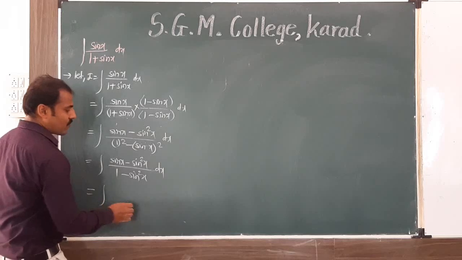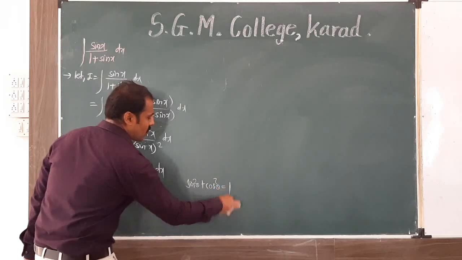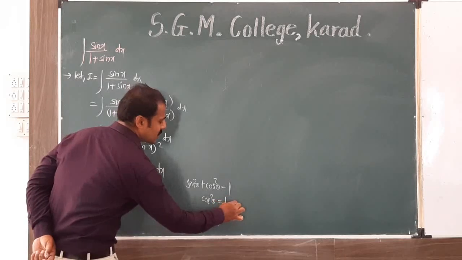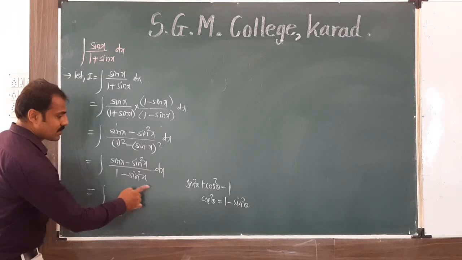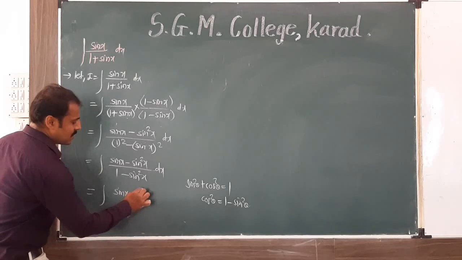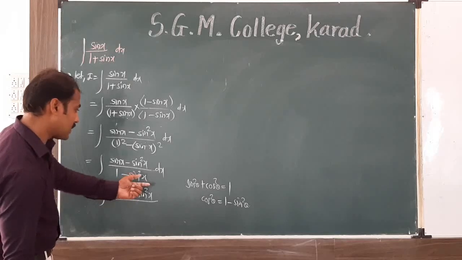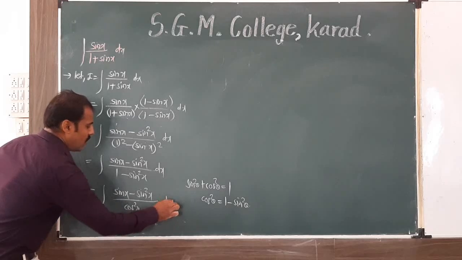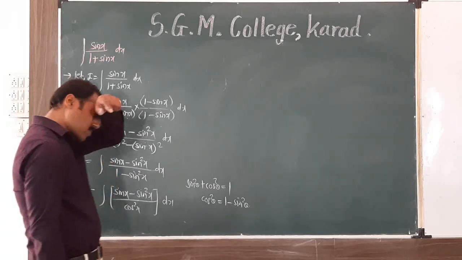Okay, but we know that sin square theta plus cos square theta is equal to 1, and cos square theta is equal to 1 minus sin square theta. So 1 minus sin square x is cos square x. Therefore, it becomes sin x minus sin square x divided by cos square x. Now separate the denominator.